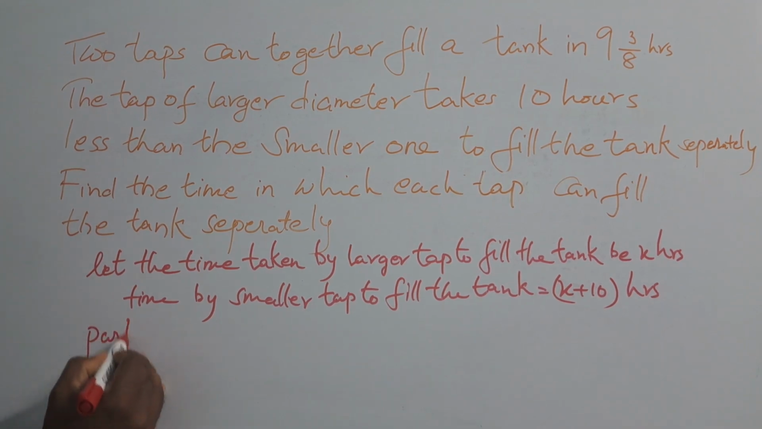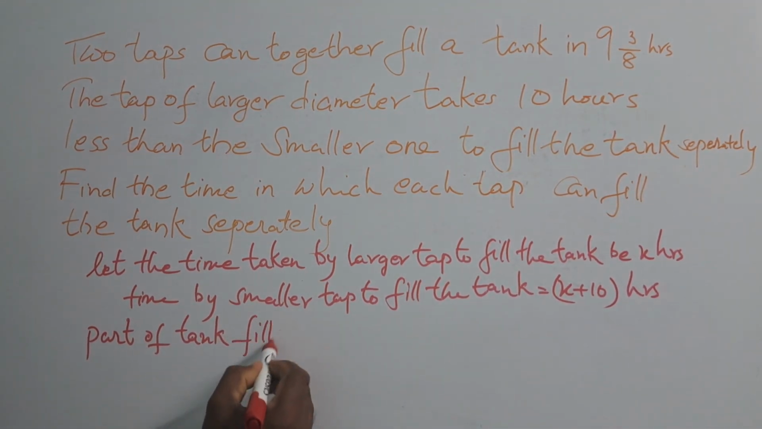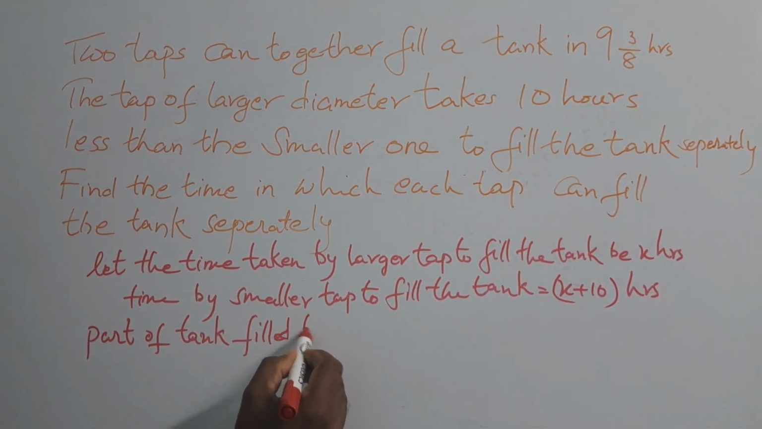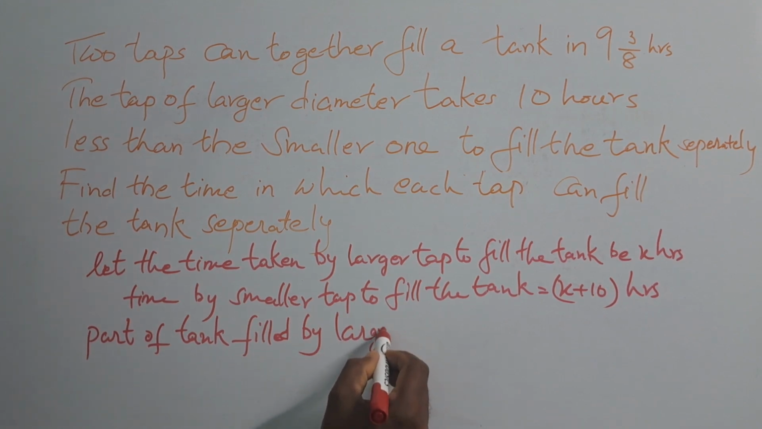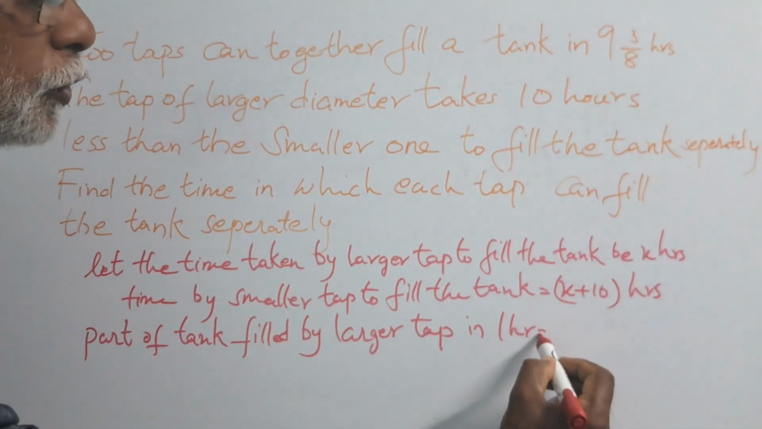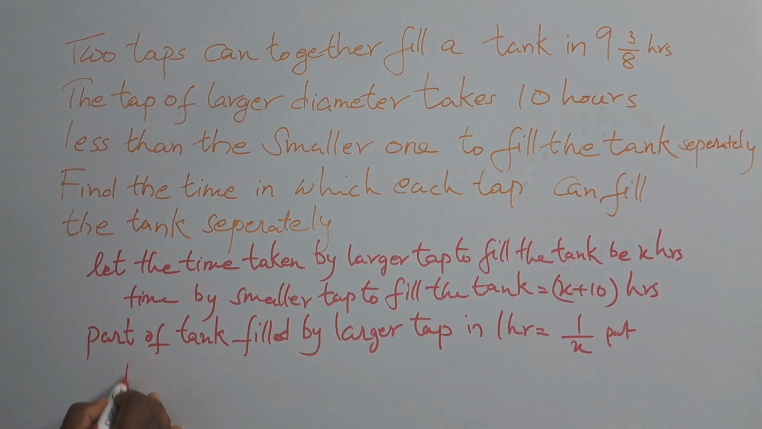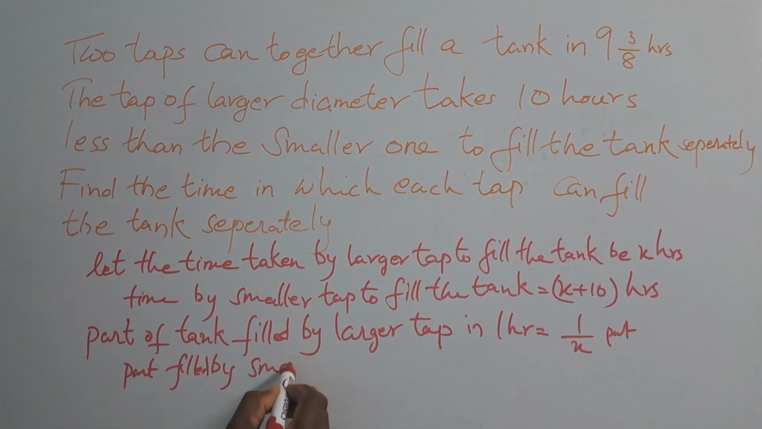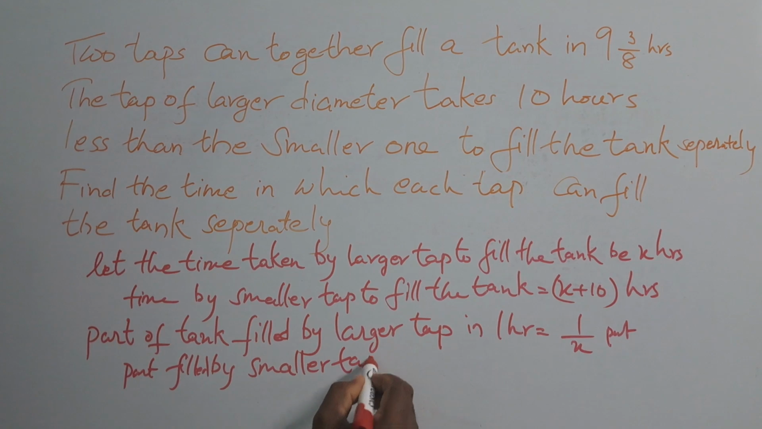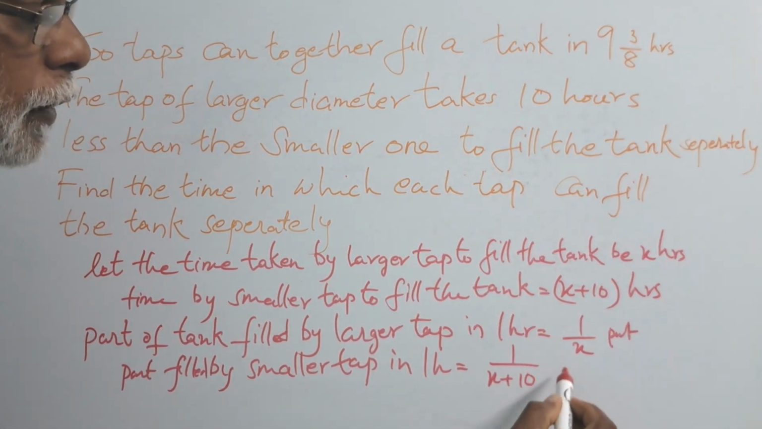Part of the tank filled by the larger tap in 1 hour is equal to 1 by x part. Part filled by the smaller tap in 1 hour is equal to 1 by x plus 10.